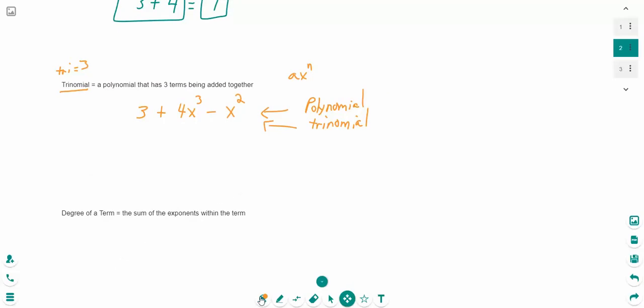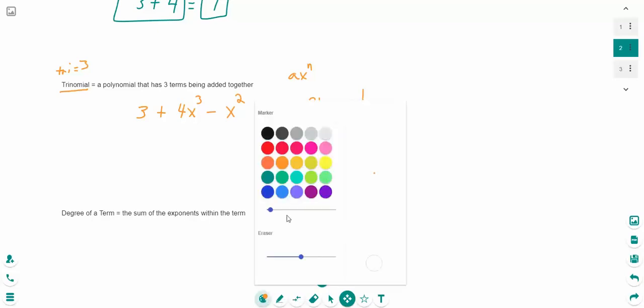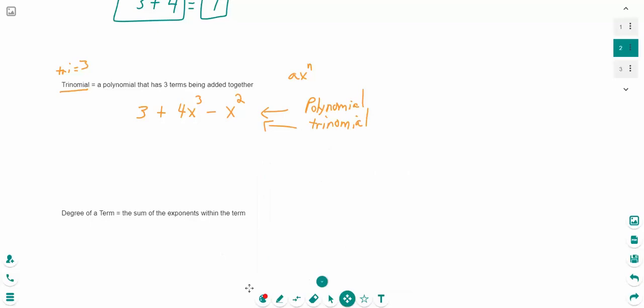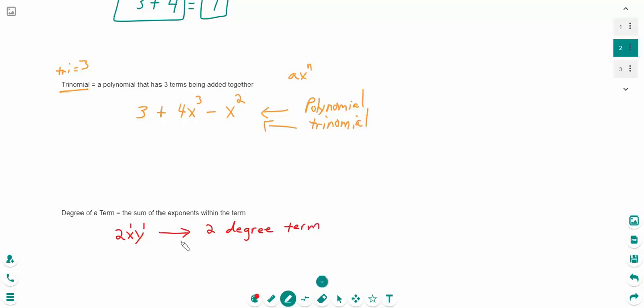When we have a term, and we'll restrict ourselves to just polynomials still, if we have a polynomial and we want to know the degree of a term, let's give us a term here: 2xy. The degree of the term is the sum of the exponents for the variables within the term. This x has an exponent of 1. This y has an exponent of 1. The sum of all those exponents is 2. So this is a 2-degree term.